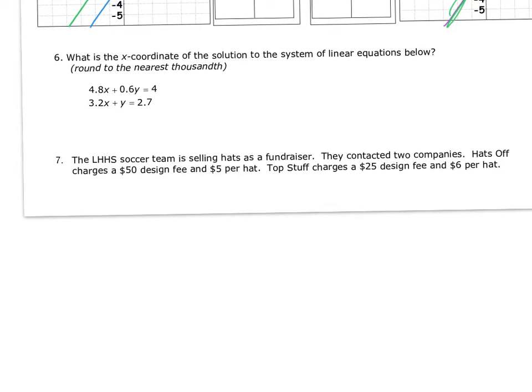Well, the key words that we want to notice here are the per hats. So if there's something like a design fee, they're going to be paying this one time, but they're going to be paying $5 for each hat. Same thing with Top Stuff, $25 once and $6 per hat. So whenever we write an equation on this, we'll start with Hats Off.